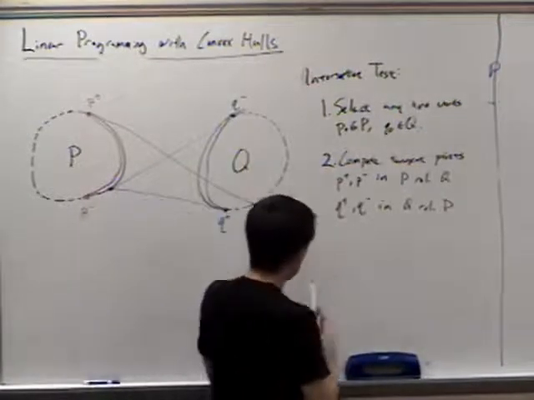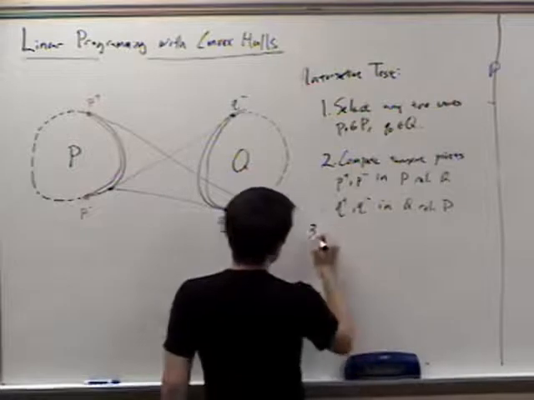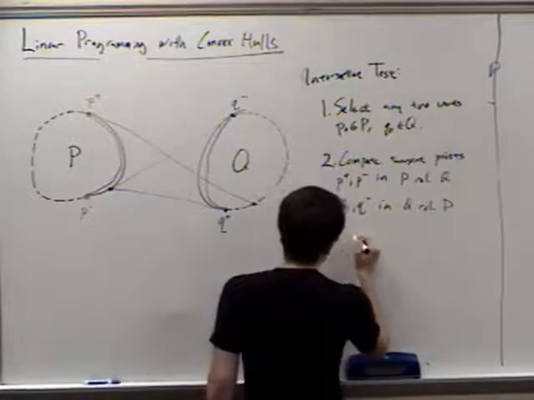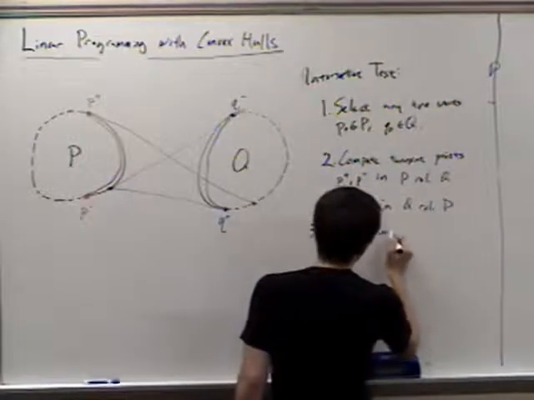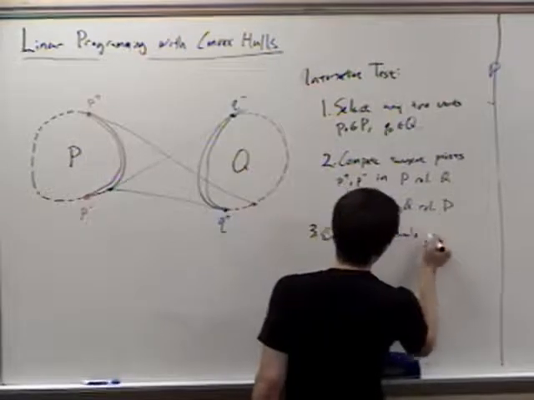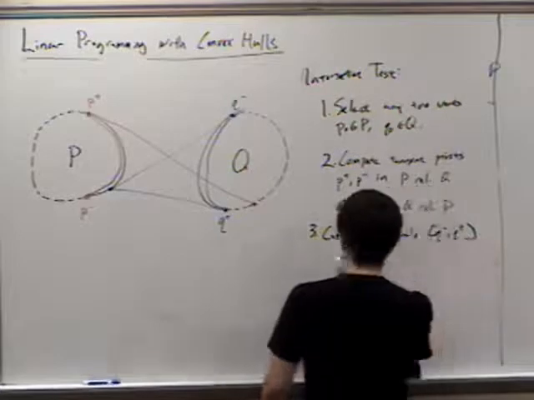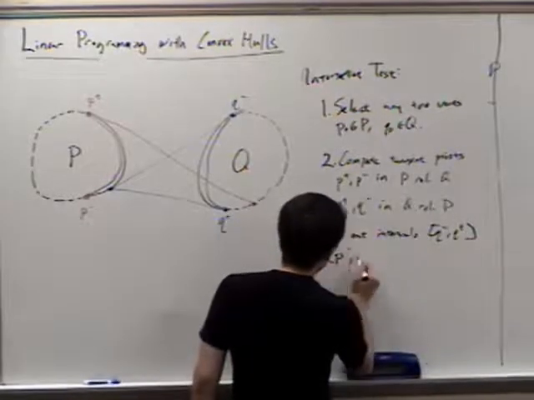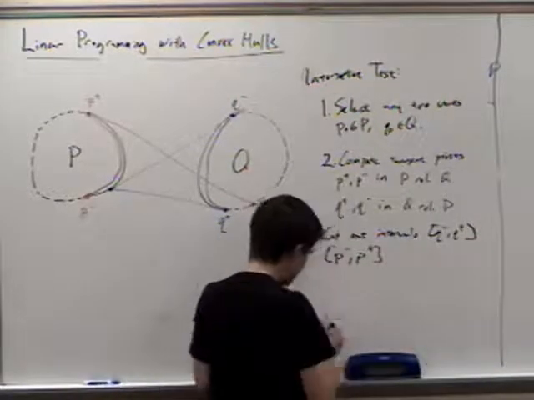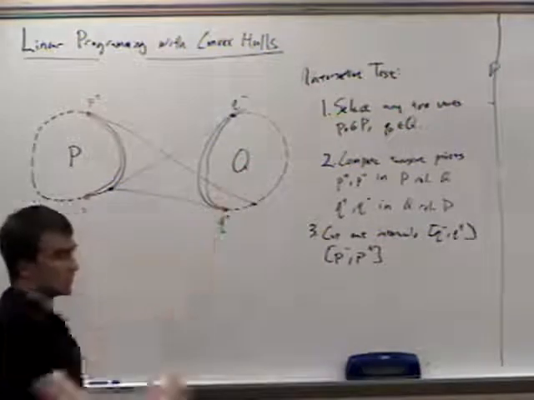So basically, cut out three intervals: Q minus, Q plus, P minus, P plus. All right, so this is the setup for the intersection test.